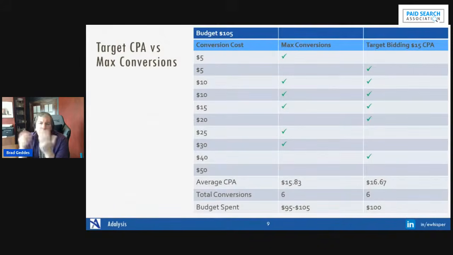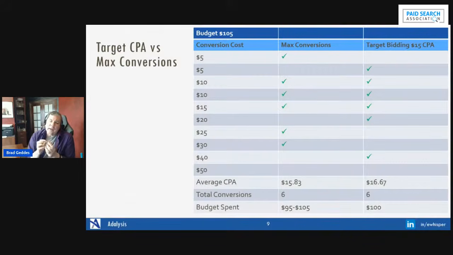So when we put some numbers together, right, to sort of compare what this looks like. Let's say I have a $105 budget, and these are some conversions available. Now, this is made up because we never know the exact numbers, right? And Google's like, okay, you're bidding max conversions. So my goal is to get all the cheap ones. I'm not going to capture them all. So I get a bunch of conversions. I get 6 for this budget. They're about $16. And with target bidding, you said, okay, I want a $15 CPA.